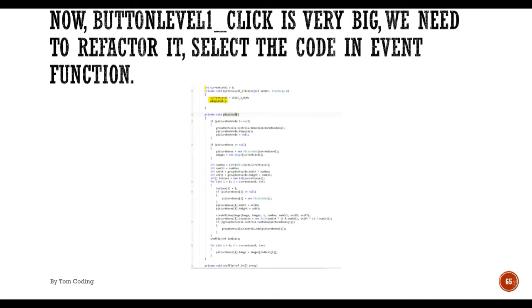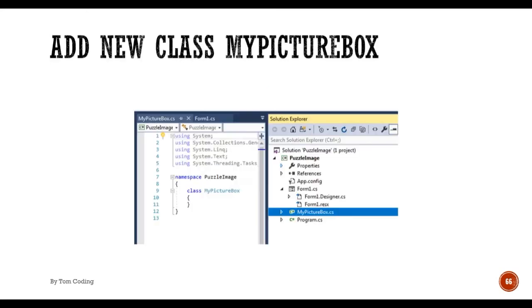So inside the original button level 1 click, we only need to put current level equal level 1 number. So this one we don't change, so we just leave it. So add the new class my picture box. This one will contain the image box itself and the index and the image index.